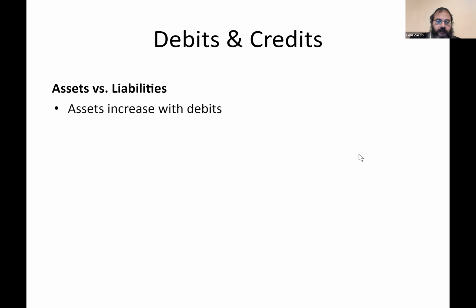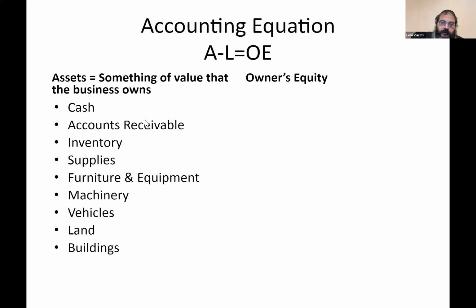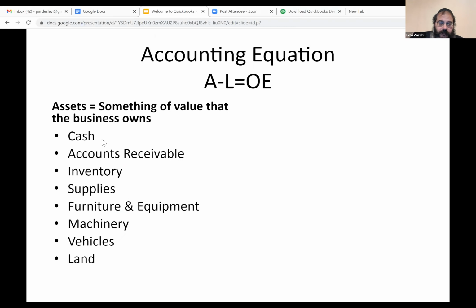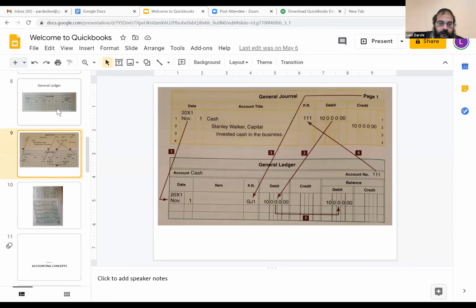So you have assets versus liabilities. You have increases, you have debits and credits. I'll give you an example of how QuickBooks is going to work. Assets increase with a debit. If you recall in the previous slide, when cash was put into the company, the $10,000 is put into the debit. This is representing an asset. Cash is an asset. It increases on the left side, which we call debit. And the owner's equity, in this case capital, goes up with a credit.